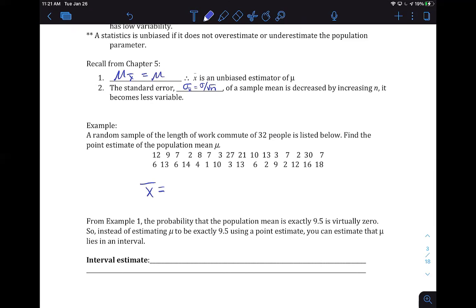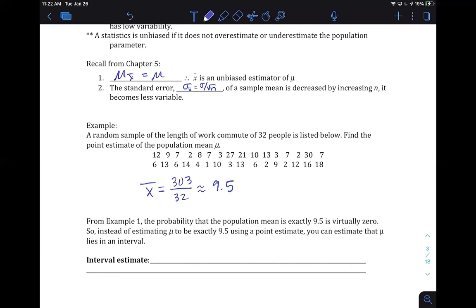So when you add them all up, what do you get? Anybody else get 303? Yeah. Okay. So if we take 303 and we divide by 32, remember we're going to round one more than our data values. So we're going to do 9.5. And that's your point estimate. Okay.